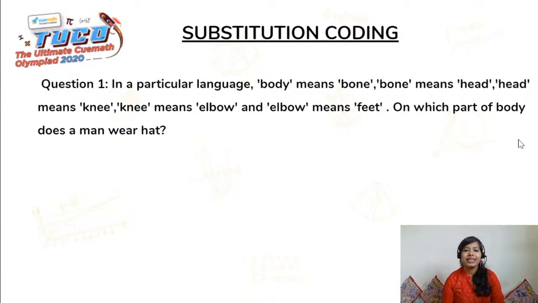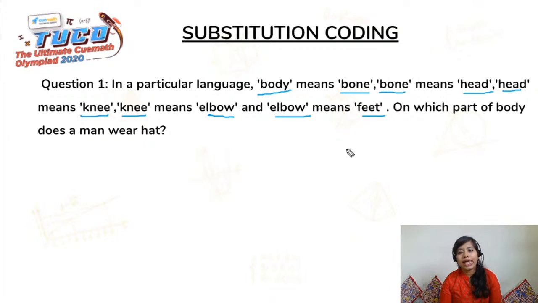Let's see here. In a particular language, body means bone, bone means head. Let's start marking them up. Body means bone, bone means head, head means knee, knee means elbow, and elbow means feet. Okay, so how is this going to help us? Let's see. On which part of the body does a man wear a hat?